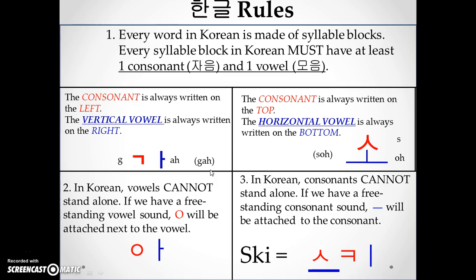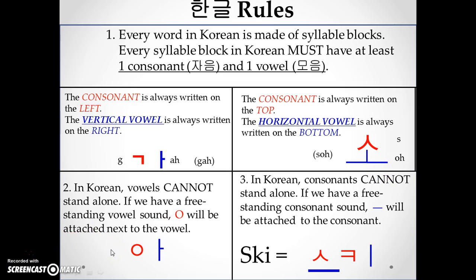So you have the g sound here, the ah sound on the right, so to put them together, g, ah, you have ka. Okay, for the horizontal vowels that are lying down, the consonant is always on the top, so you have to read it from top to bottom. So s on the top, o at the bottom. Put them together, you have s, o, so.